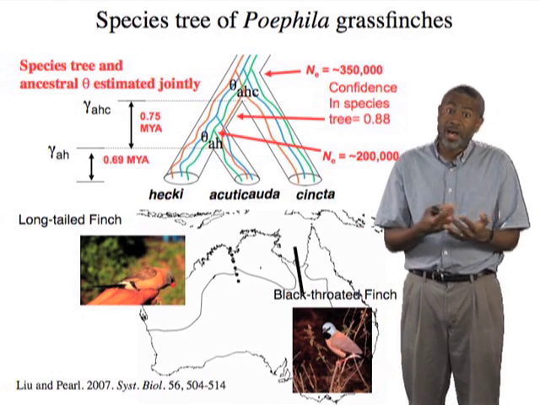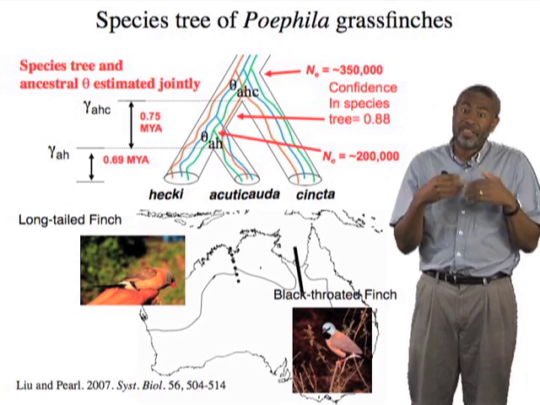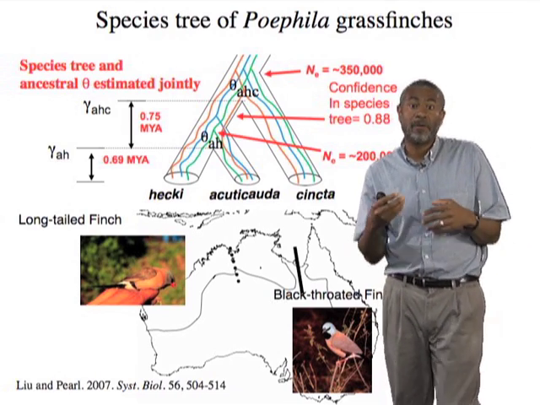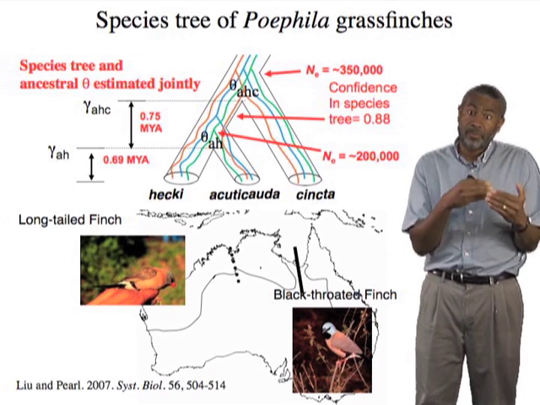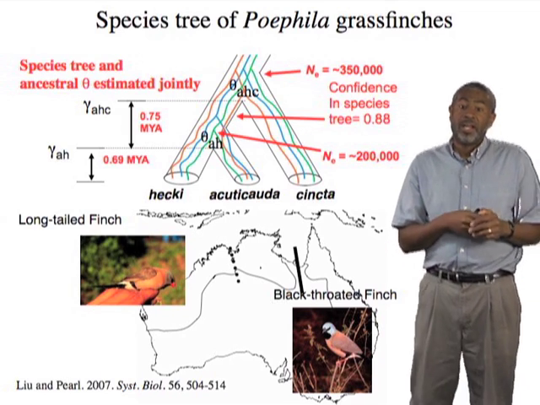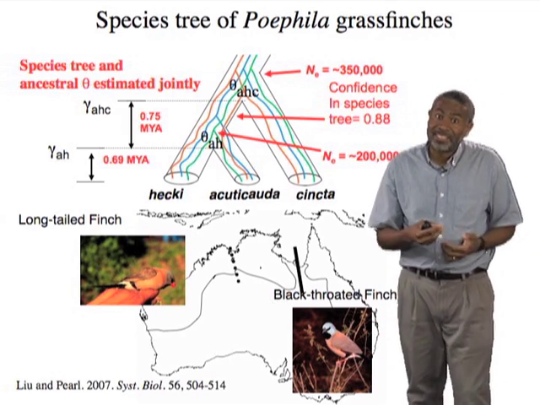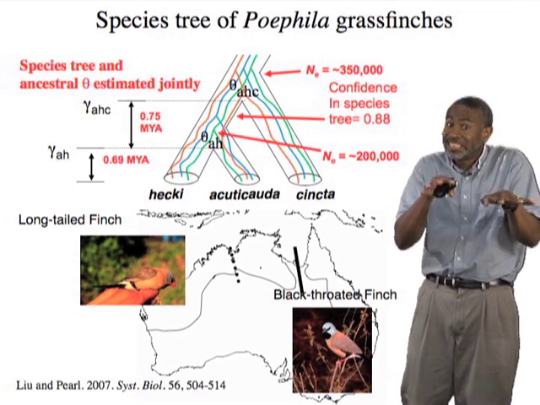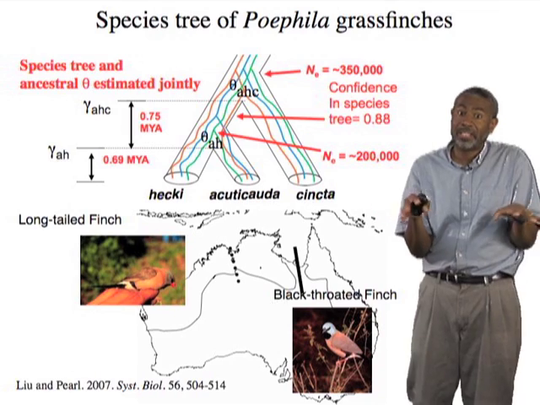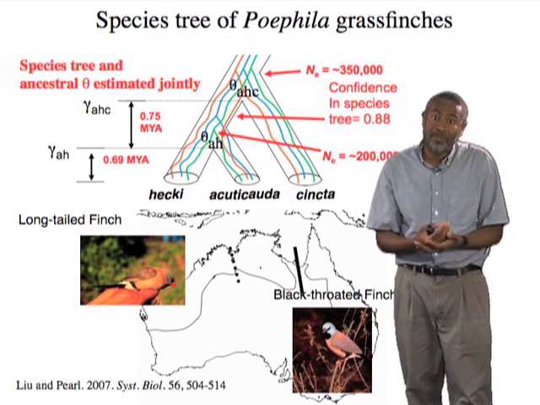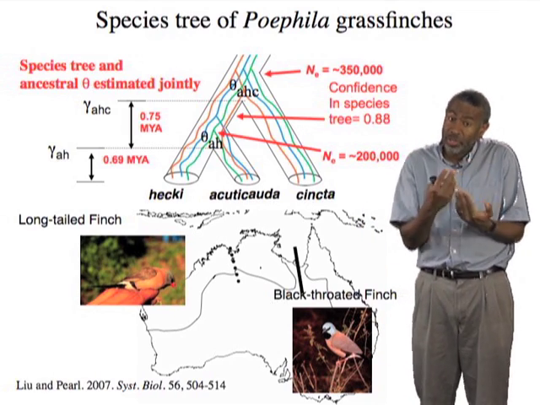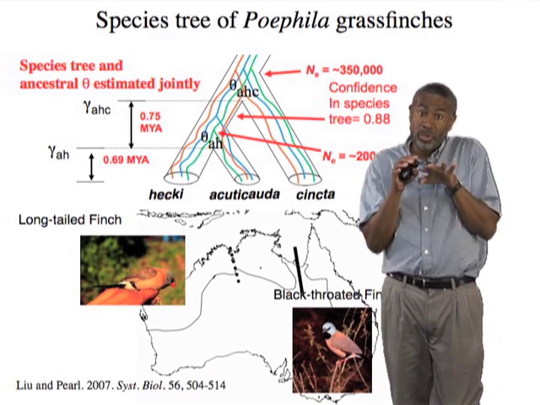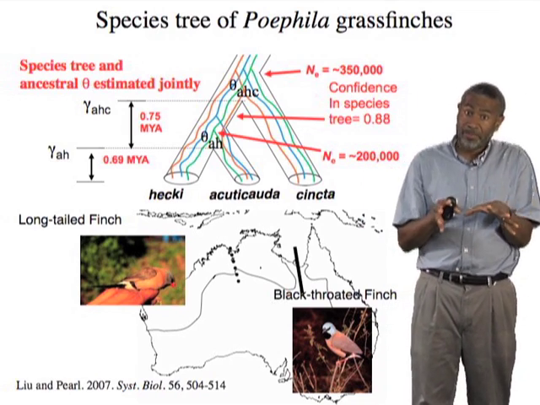Quite large populations, 350,000 for that basal ancestor, and 200,000 for the more recent ancestor. Of course, large population size is a situation where you might expect these alleles to segregate slowly. They won't separate rapidly because a large effective population size means that genetic drift is fairly slow. It's not changing quickly.